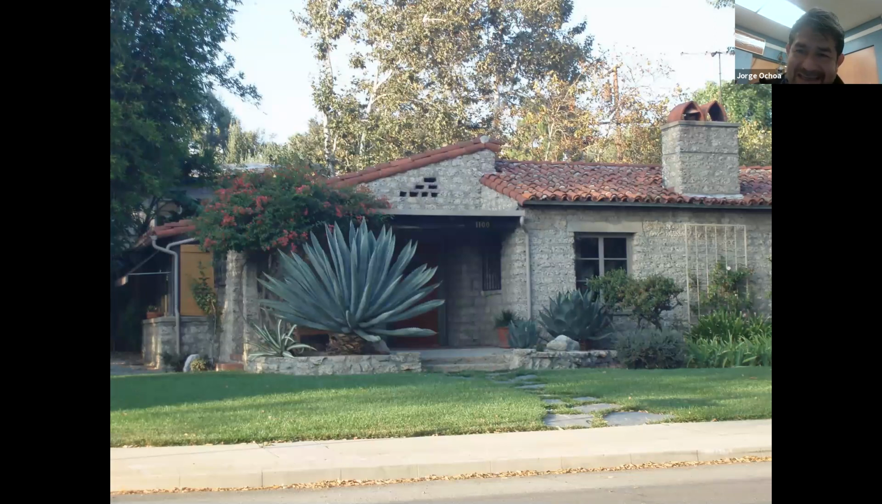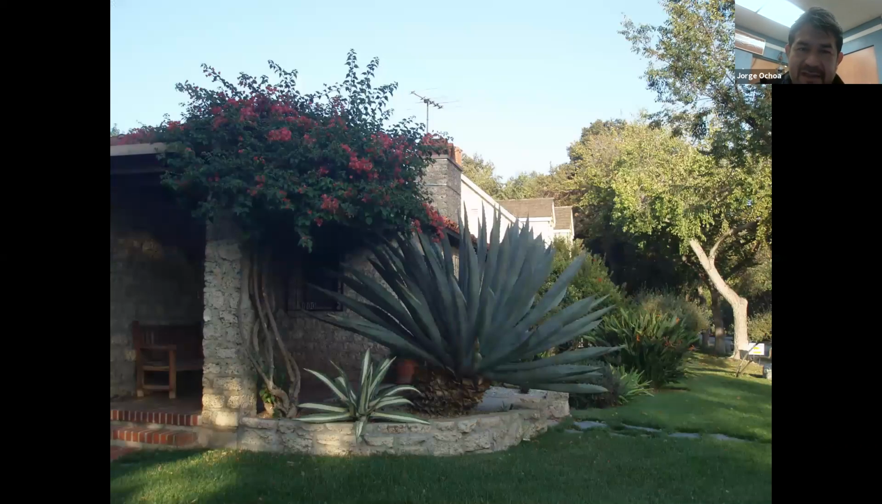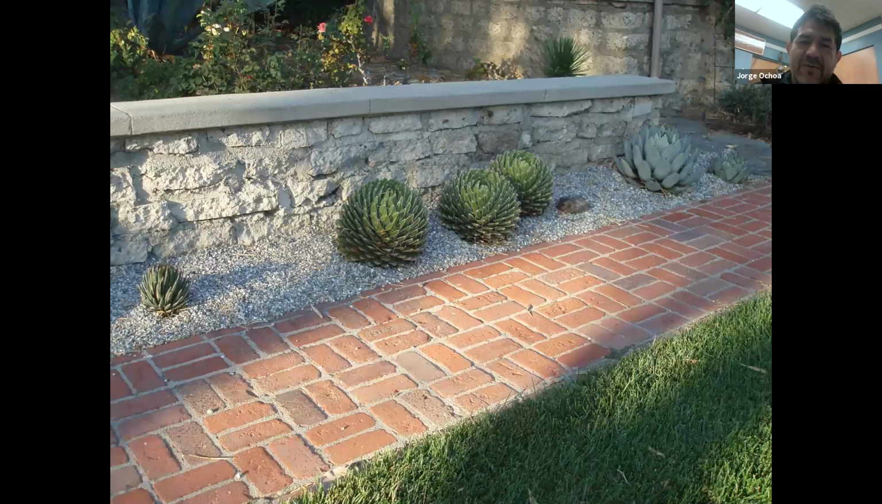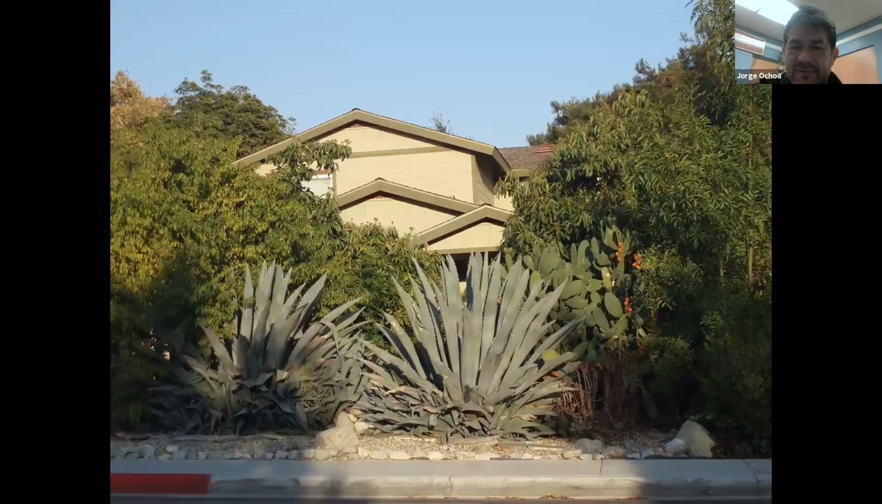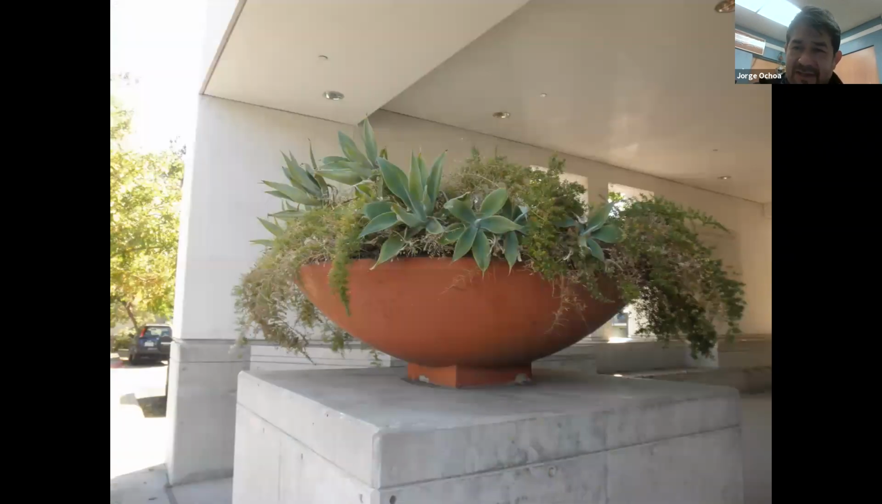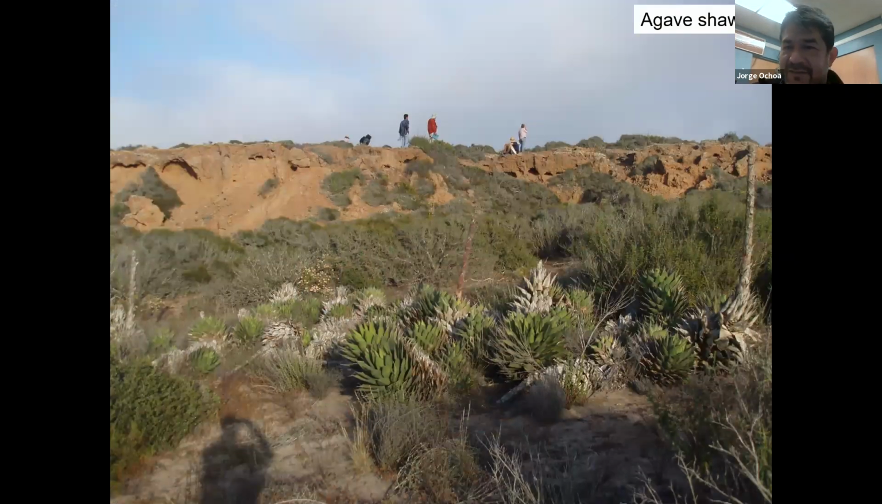Here's a very nice house with an agave, and agave with bougainvilleas. Yes, they go well together. Agave with the bamboo. Yes, they grow well together. And some of the smaller ones for smaller spaces. Some of the big ones that could be taller than you. Agaves in containers. Yes, they make very nice, attractive contemporary plants, and agaves in the wild.